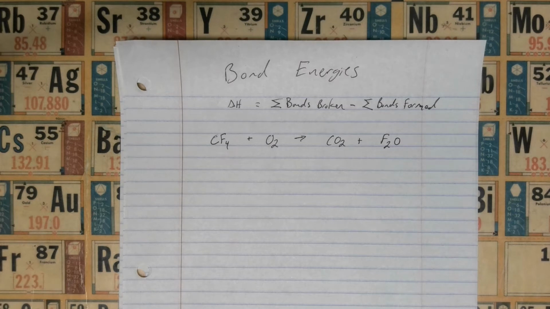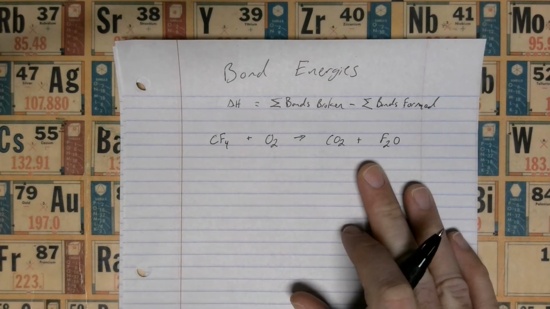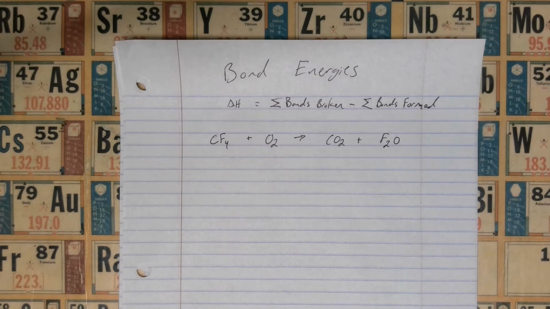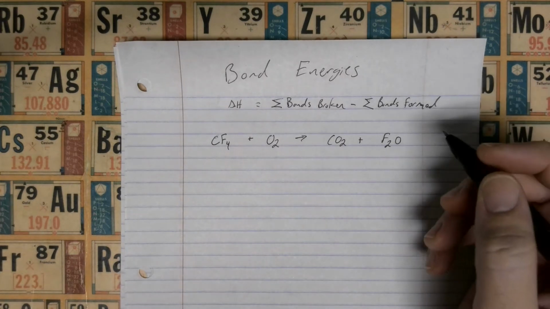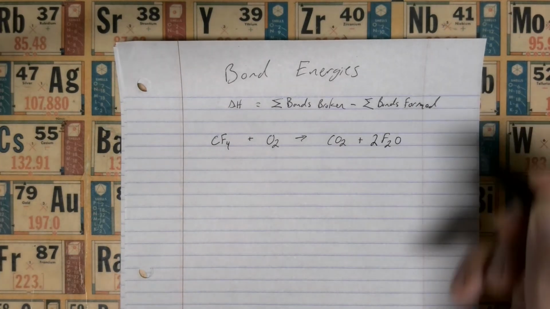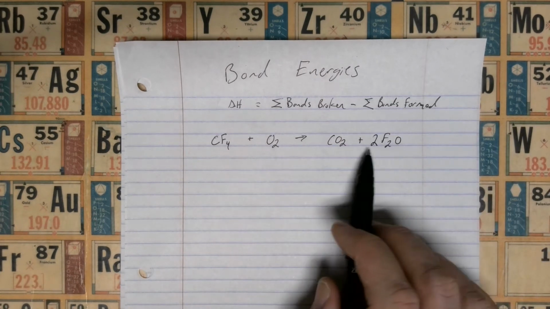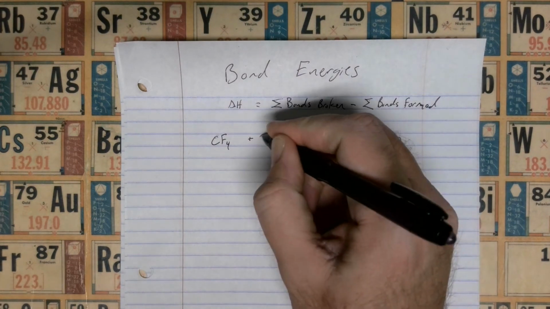So the way that you do this is you look at a reaction and you first figure out what bonds are broken and what bonds are formed. Then you look up the bond energies for those particular bonds, and add them up. Now this equation is not balanced. So I need a 2 there to make my fluorines 2. So I need a 2 there for oxygen.